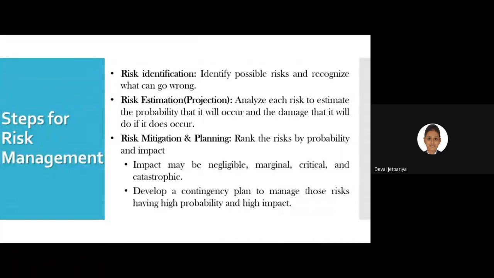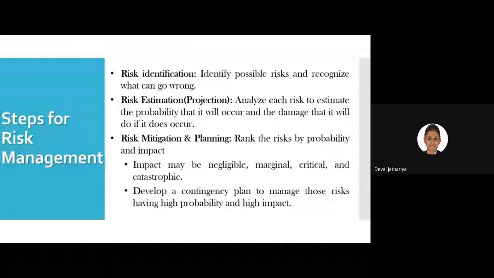Fine. So the steps for risk management: the first one is identification, the second one is estimation, and the third one is mitigation planning. Okay, that is fine, we'll discuss it at that time. Here, identification means identifying possible risks and recognizing what can go wrong. So here we'll simply focus on identification.